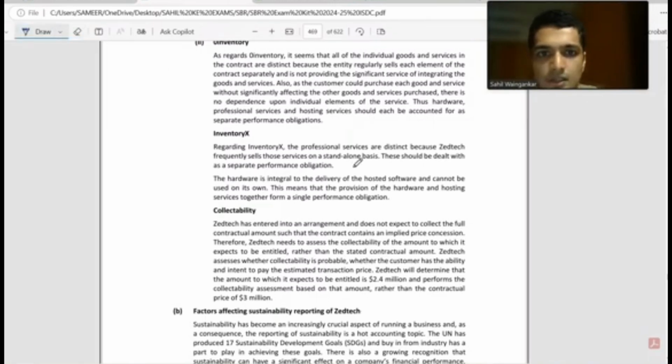चलो ठीक है ये भी perfect. Or hardware is integral to the delivery of the hosted software and cannot be used on its own. This means that the provision of the hardware and hosting services together. अच्छा ये अपने नहीं बोला था कि हार्डवेयर और होस्टिंग सर्विसेज को टुगेदर एक परफॉर्मेंस ऑब्लिगेशन बोलना है.